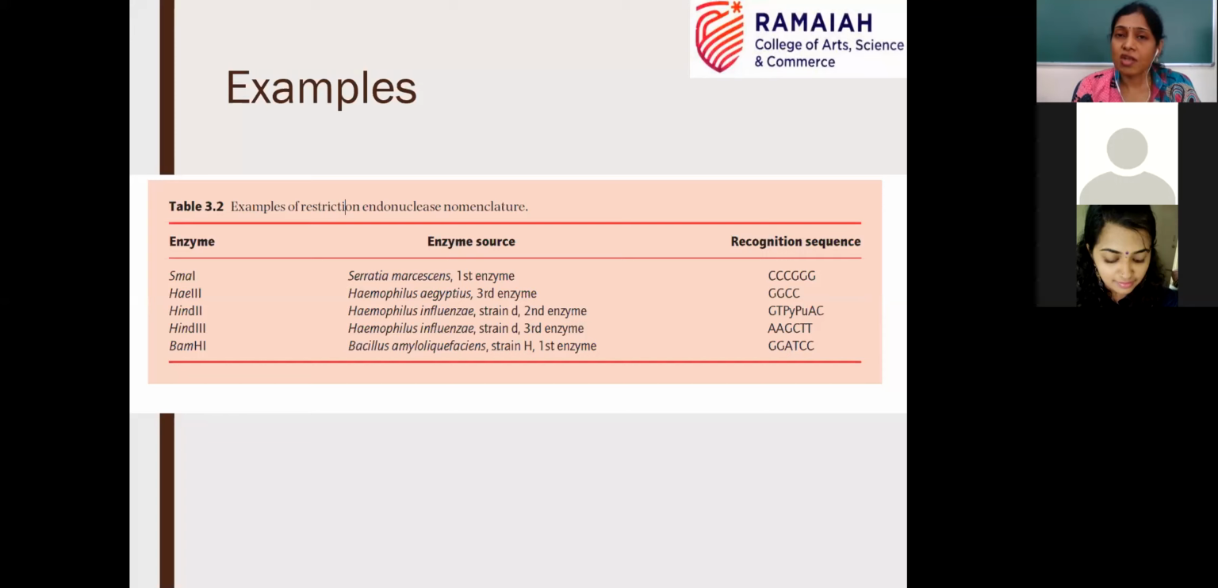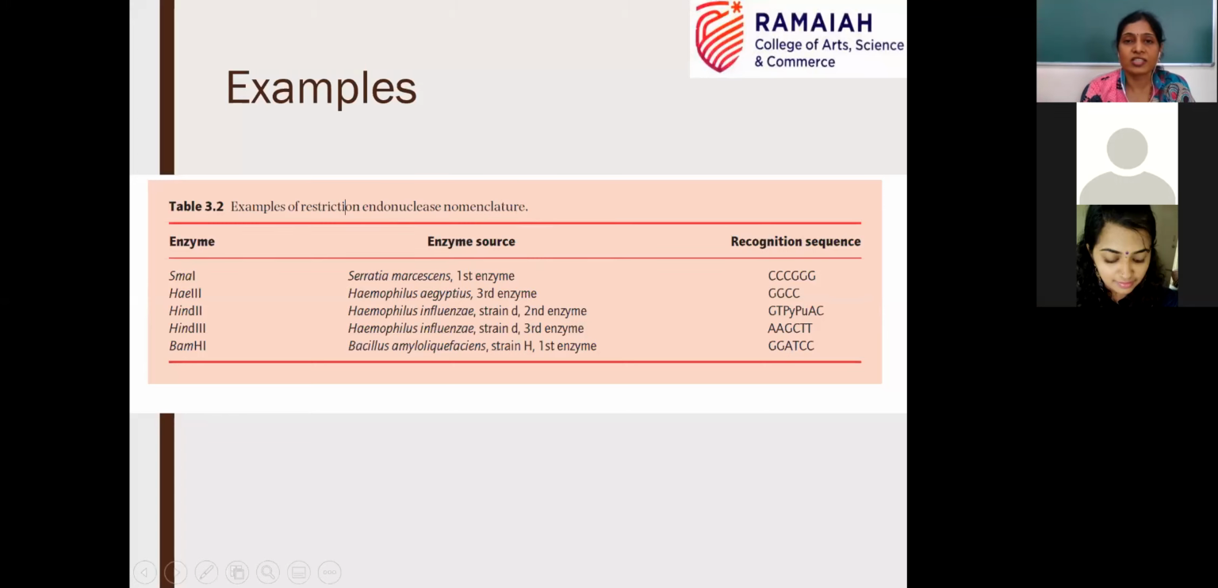And EcoRII is not from the same organism, but from a different organism, though from the same antibiotic resistance factor, the R factor. So what is the point I would like to mention here? It is not always the strain that is indicated in the naming of the enzyme. Sometimes the DNA source that specifies the enzyme is also taken into consideration. So that's how the nomenclature system of the restriction endonucleases works. I hope this is clear to you.